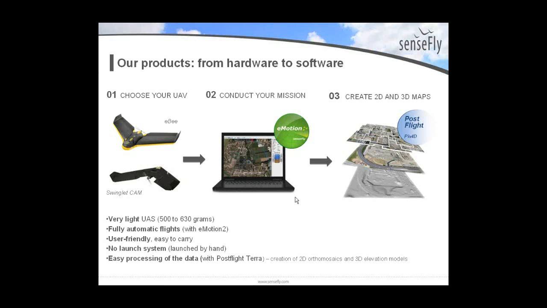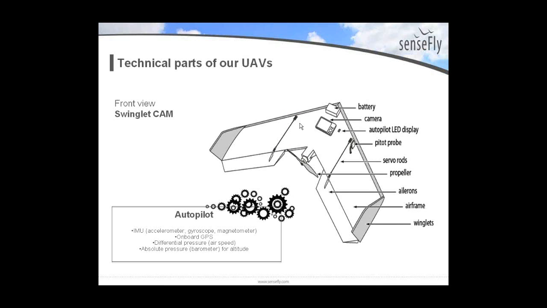Okay, but right now what you're looking at is the Swinglet, and the eBee is very similar as far as what's on board. You have a camera, you have a battery, you have your autopilot, and your autopilot includes your IMU for pitch, roll, and yaw, and then you have your onboard GPS for position. And you have your pitot probe, which is going to measure the barometric pressure and your airspeed. And you have your servo rods, you have your propeller that's in the back, and you have your airframe.